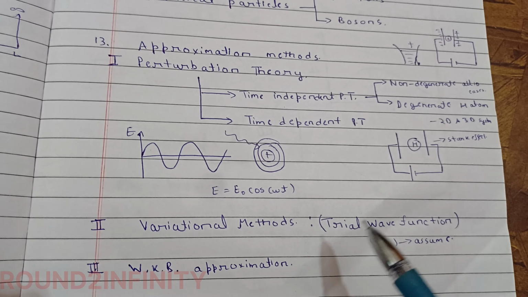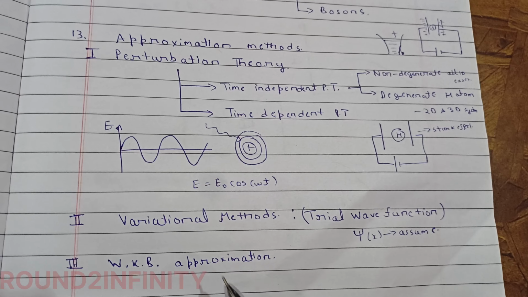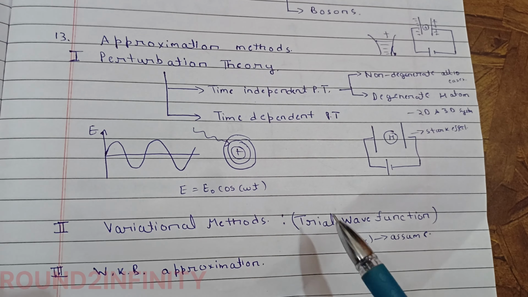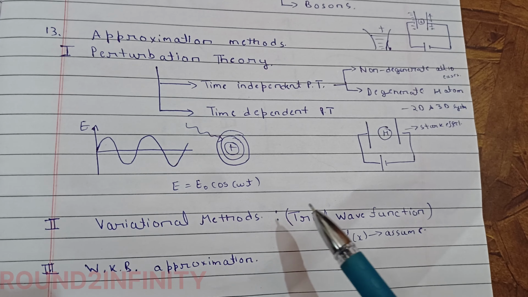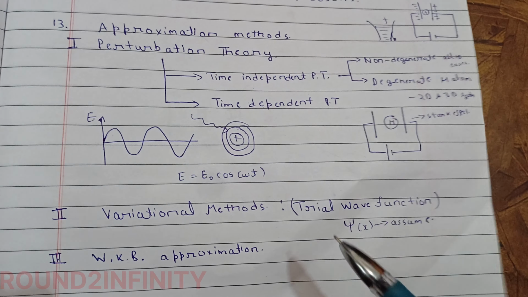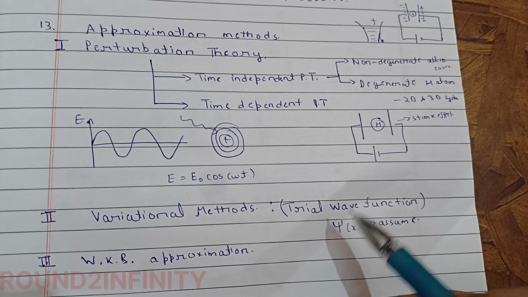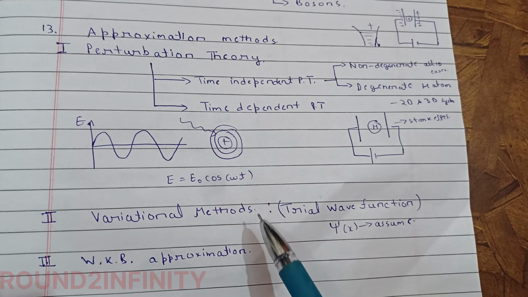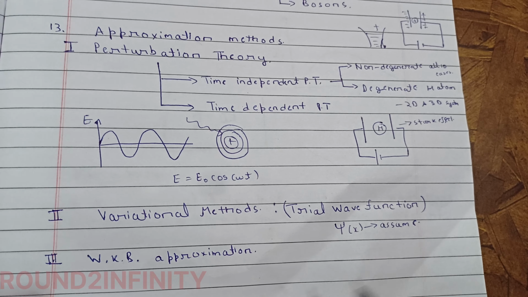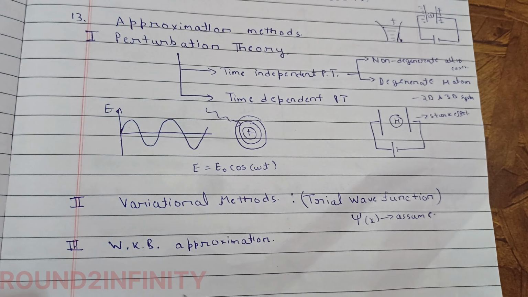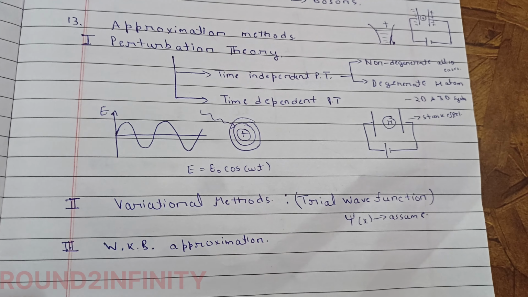Then in the approximation methods, we also have the variational methods. In this variational method, we use a trial wave function. This is for systems where we don't know the solution of the Schrodinger wave equation for the particle system. We can't find it, so we assume a solution and then try to find the answer, and that's how it works. This is the variational method where we assume a wave function. We will see this in detail. Then we see the WKB approximation.